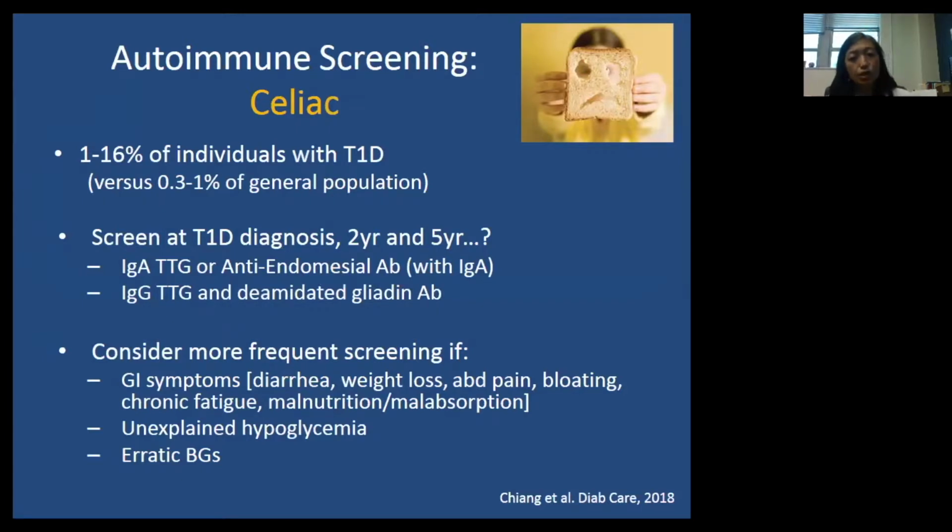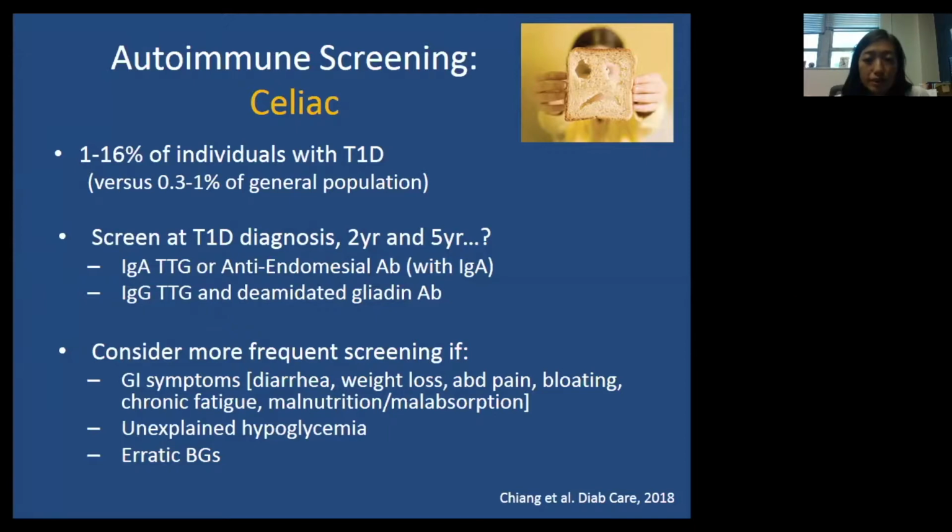For celiac disease screening, about anywhere from 1 to 16% of individuals with type 1 diabetes have celiac disease, and that's compared to 0.3 to 1% of the general population without type 1 diabetes. The recommendation is to screen for celiac using these following lab measures at the time of diagnosis for type 1 diabetes or soon afterwards. And if negative or normal, then repeat it at 2 years, again at 5 years. And then after that, it's a bit unclear.